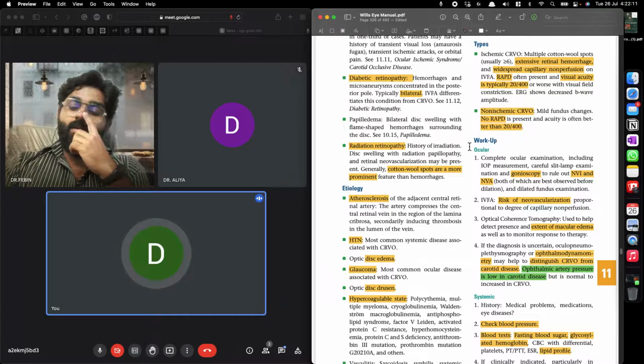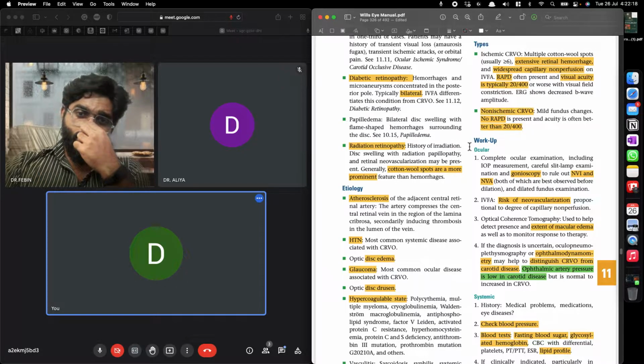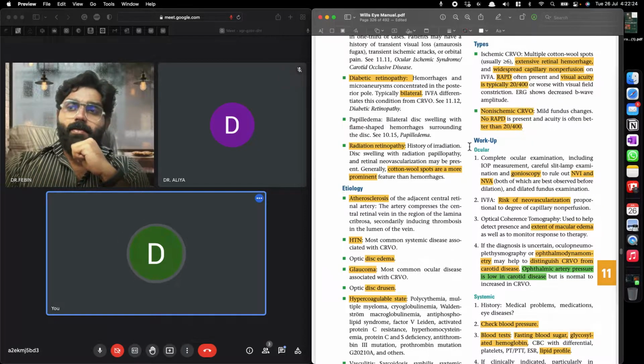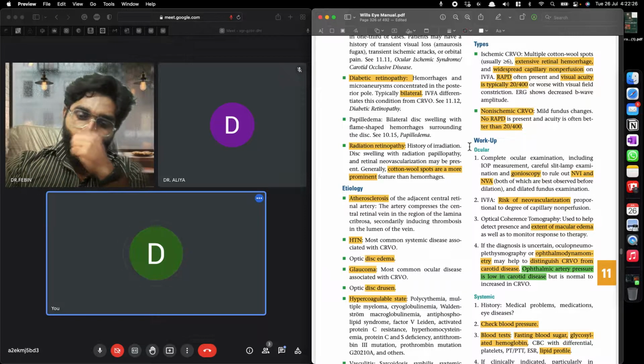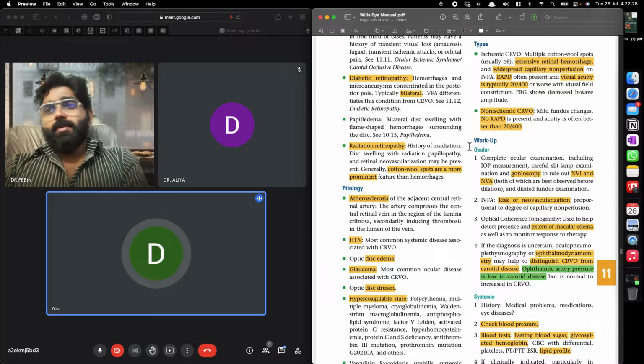So ischemic would have, like you had mentioned, something like non-perfusion. Ischemic would have a widespread capillary non-perfusion, whereas non-ischemic would have mild fundus changes. This one is rarer and more severe, whereas non-ischemic is more common, as you had mentioned. Your visual acuity point was correct.